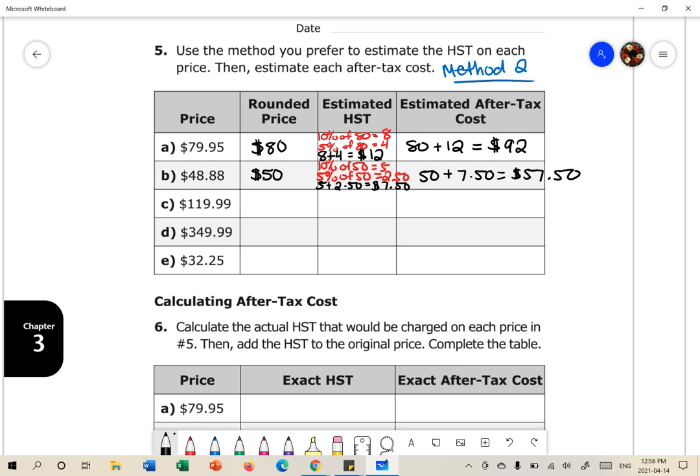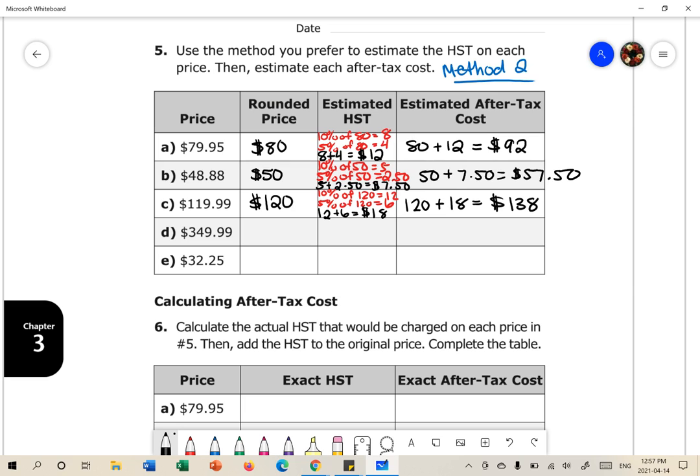Next, my rounded price is going to be $120. 10% of 120 is equal to 12. 5% of 120 is equal to 12 divided by 2, 6. 12 plus 6 is equal to $18. Estimated after-tax cost is 120 plus 18, which is equal to $138.